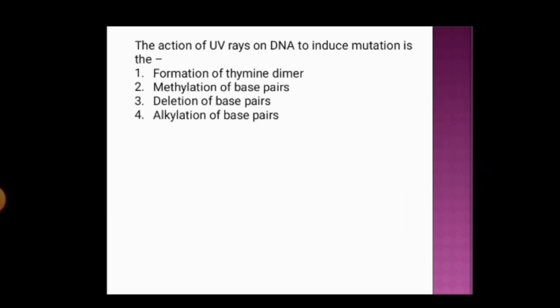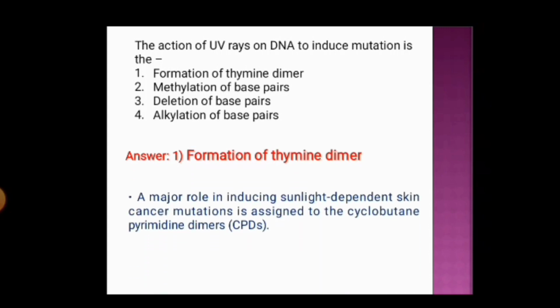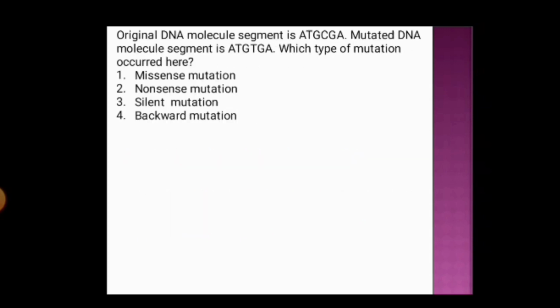The action of UV rays on DNA to induce mutation is: option 1, formation of thymine dimer; option 2, methylation of base pair; option 3, deletion of base pair; and option 4, alkylation of base pair. And the correct answer is option 1, that is formation of thymine dimer. The major role in inducing sunlight-dependent skin cancer mutation is assigned to the cyclobutane pyrimidine dimers.